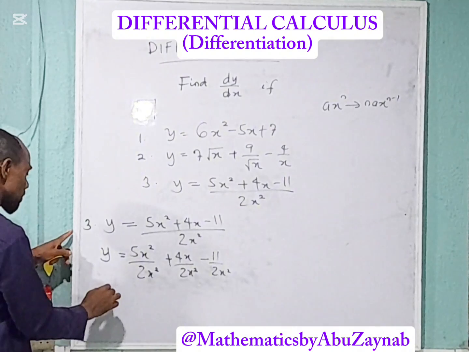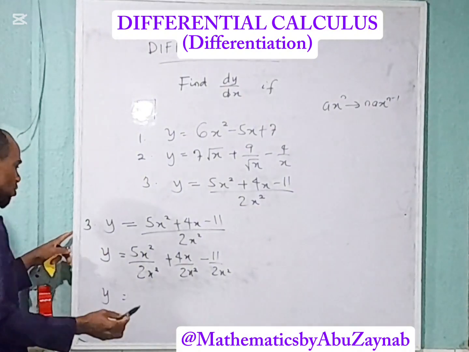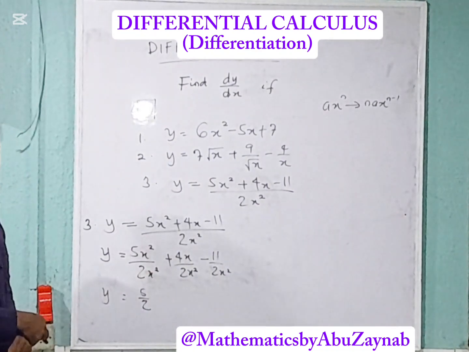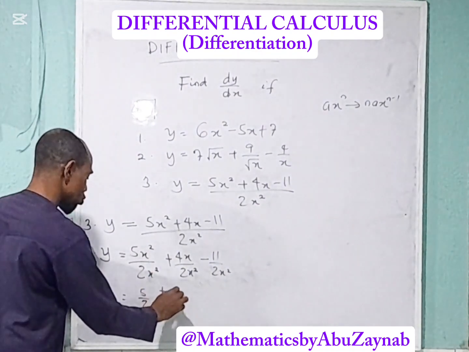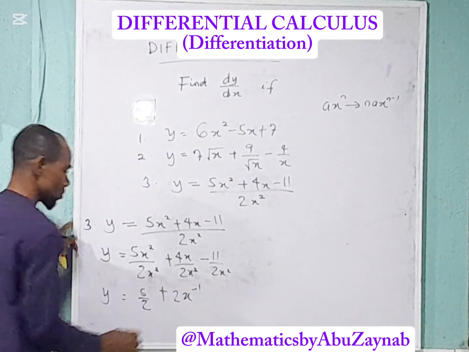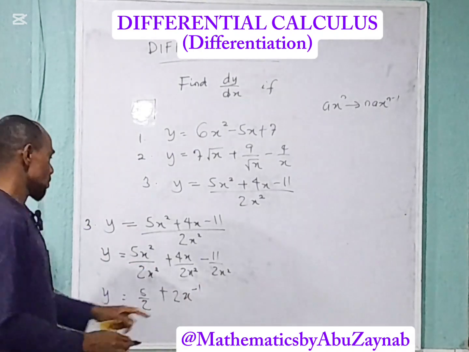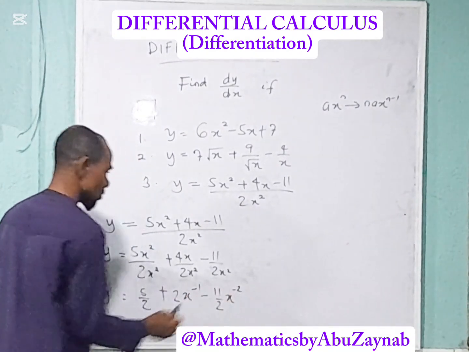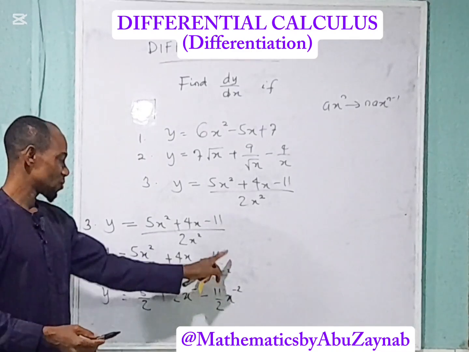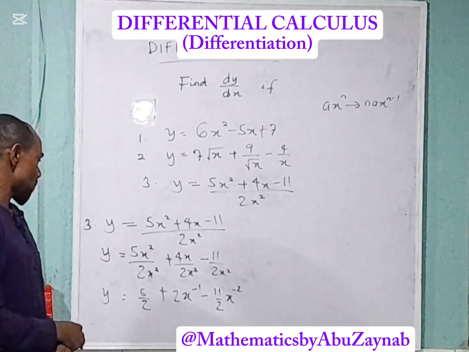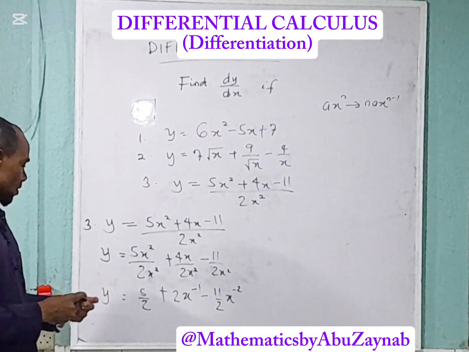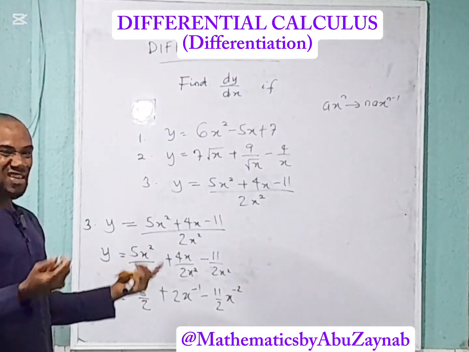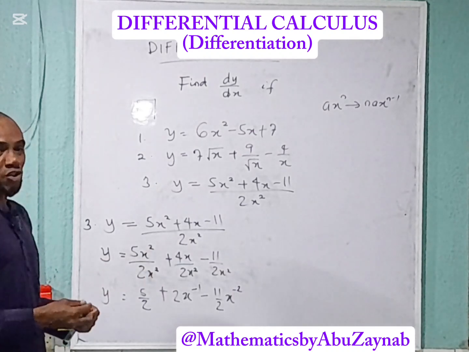The next thing is to express them in indices, which is the second condition. That's going to become 5/2 because x squared cancels out x squared. Then here we have 2x to the power minus 1 because 2 in 4 is 2. Then lastly, minus 11/2 is x to the power minus 2. Please, we can't bring these two up. We have numbers and then indices. Now, we have achieved the aim of having the terms separated as standalone and written in indices form. We can then proceed to differentiate.